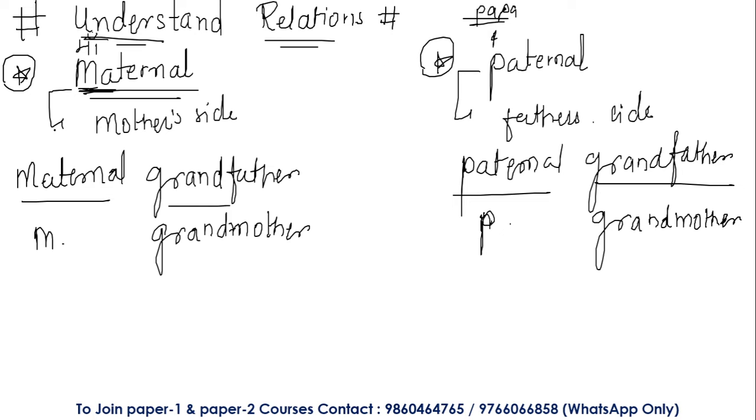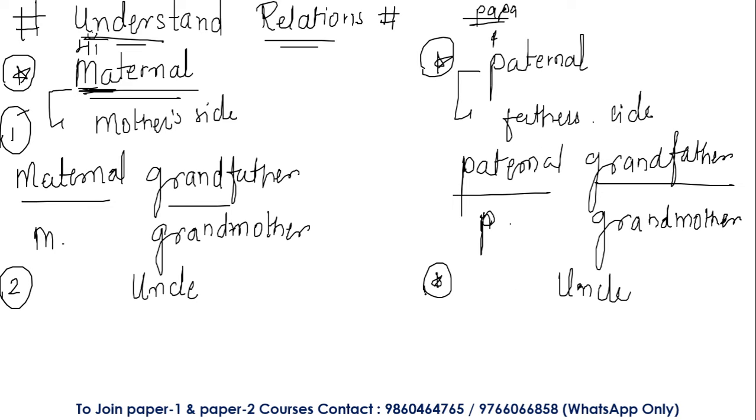Next thing that we have to understand over here is aunt and uncle. This was point number 1, we have cleared it. Point number 2, whenever we talk about mother's brother, we usually use mamaji in Hindi. Similarly, for father's brother, what do we use? Chachaji, or tauji. So these are the different terms that we use, right?